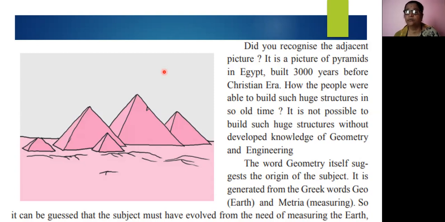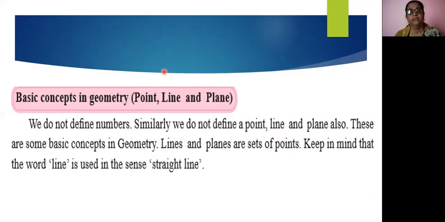Thales studied much more on geometry, and Pythagoras was a student of Thales. They studied geometry more and gave various concepts in it. Like that, Indian mathematicians also contributed more to geometry: Aryabhatta, Brahmagupta, etc. Next point is the basic concepts in geometry, that is point, line, and plane.